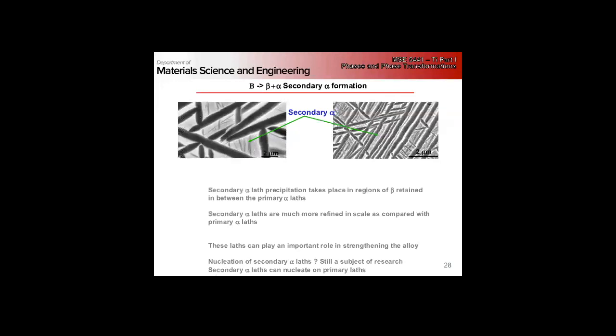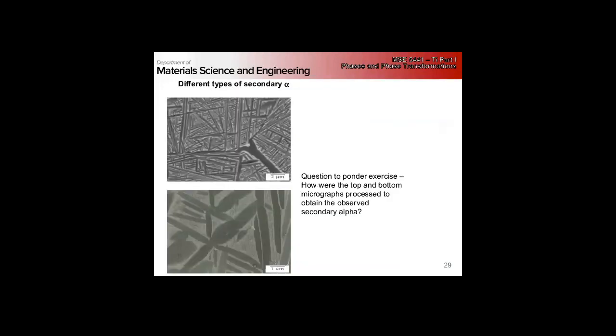So the existence of secondary alpha is really important for the strength of this, and the actual nucleation mechanism and how the secondary alpha nucleates is still really an open question. But most people seem to think it nucleates from the primary alpha. It comes out, but you get different variants, right? It's not like you only see one, and we get different morphologies of secondary alpha.